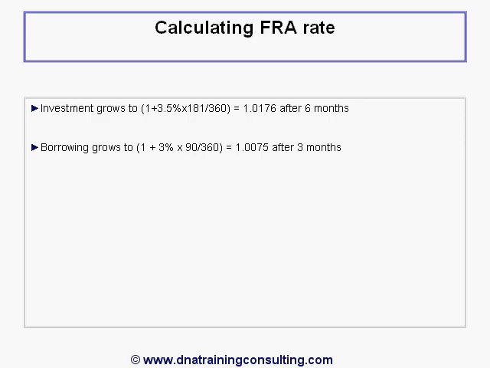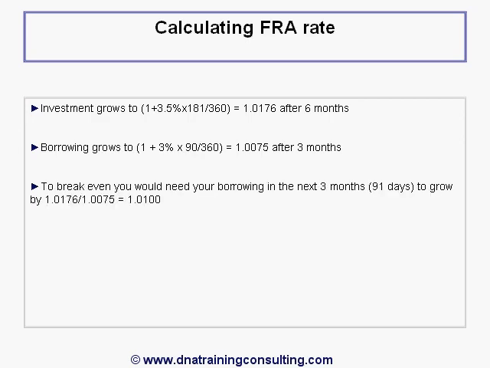Assuming you now borrow this amount of 1.0075 again for 3 months, so that now your investment and your borrowing will mature on the same day, you would break even if and only if the borrowing grew over the next 3 months by an amount equal to the ratio shown here of 1.0176 divided by 1.0075, which turns out to be, rounded to 4 decimals, 1.0100.